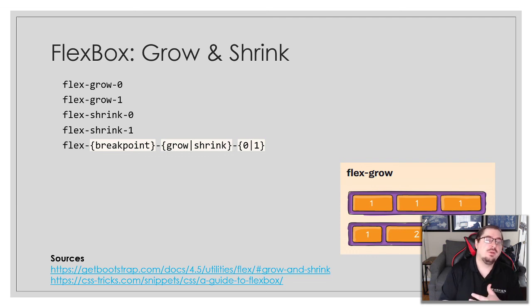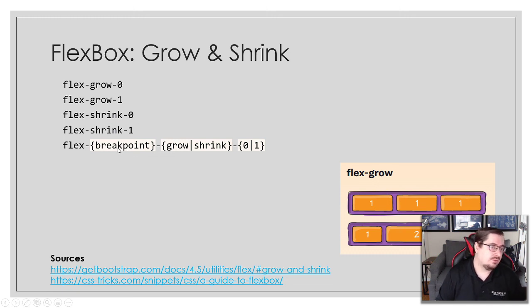In general, the only numbers that we really use are 0 and 1. 0 turns the behavior off, 1 turns it on. So if I want it to grow, I'm going to set it to 1. If I don't want it to grow, I'm going to set it to 0. If I do want it to be able to shrink, I'll set it to 1. If I don't want it to be able to shrink, then I set it to 0. So those are really the only two values you need, 0 and 1.